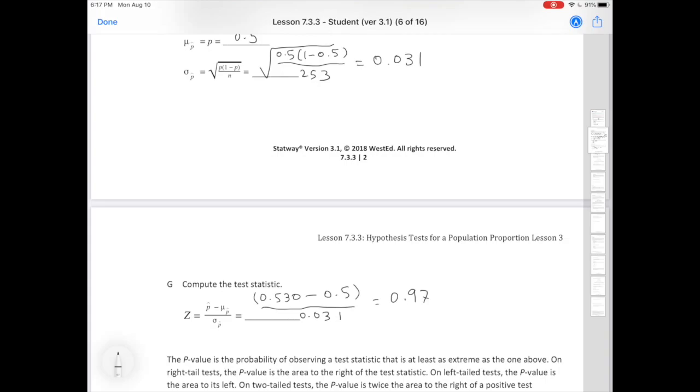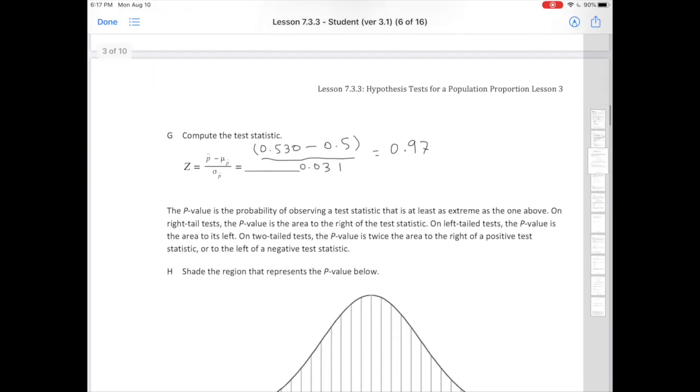Is that unusually high? Remember, usually we say that something's unusually high when we have a z-score that's more than 2 standard deviations, and this is not even 1 standard deviation. So I do not expect that this is going to be strong evidence, but let's keep going just to make sure.